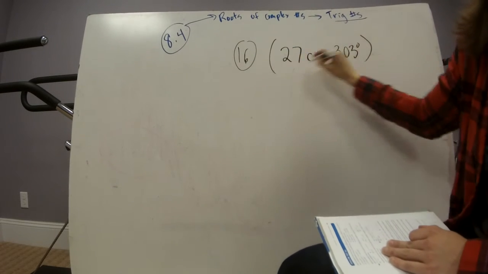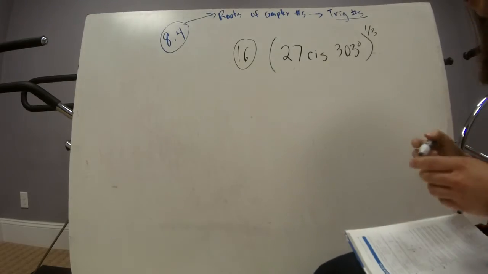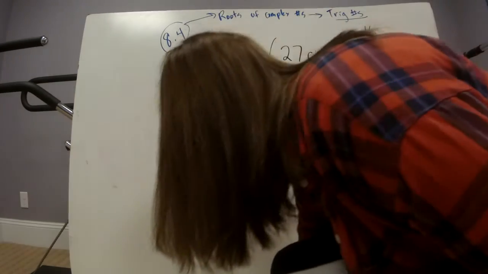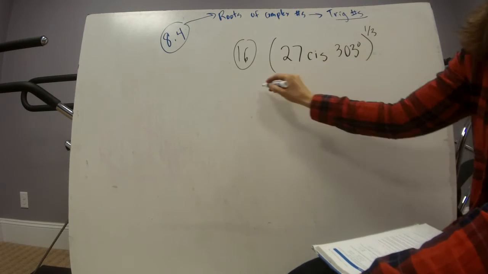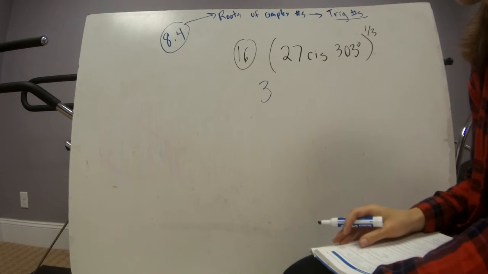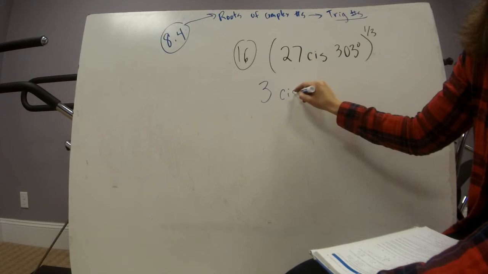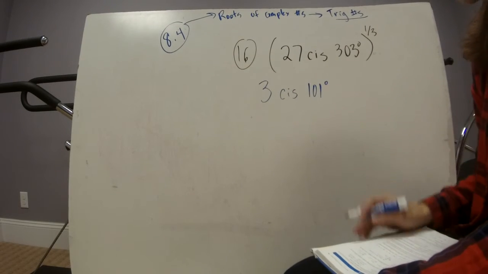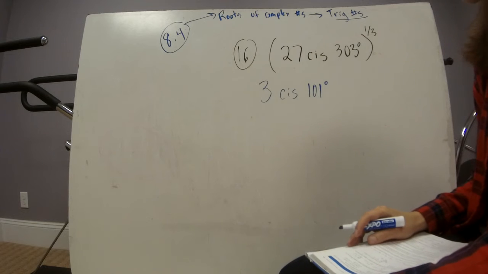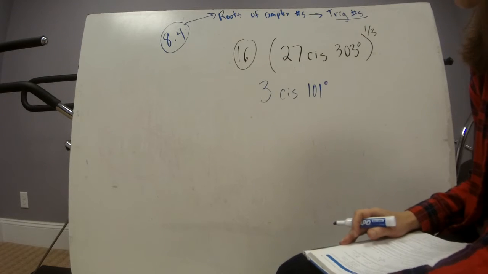And then it says cube roots. So if it says cube roots, that means we're going to have 3 answers this time. So you just got to be careful with that. So 27 to the 1/3 is actually 3, right, because it's a cube root. And then cis, and then 303 times 1/3 is 101. So that's nice. This is not a 3069 or anything, but since I don't have to go to standard form, this isn't that bad.